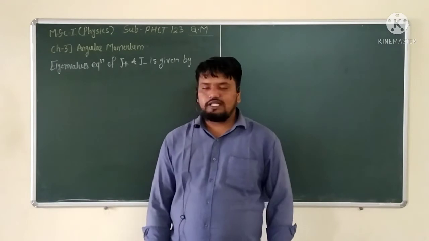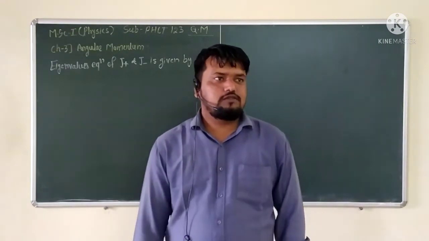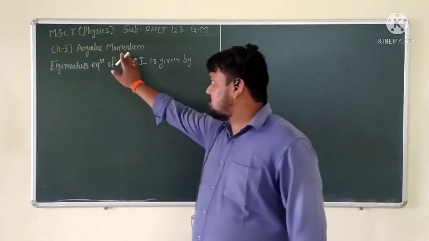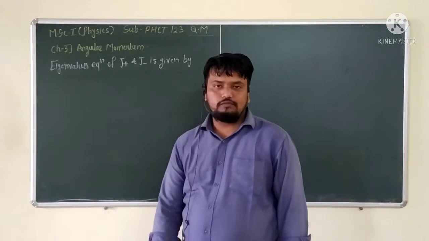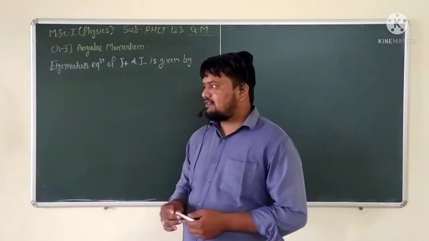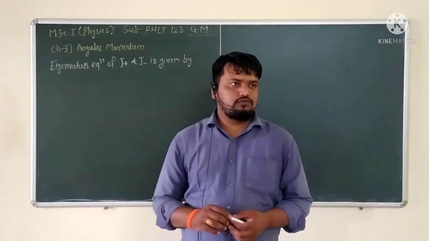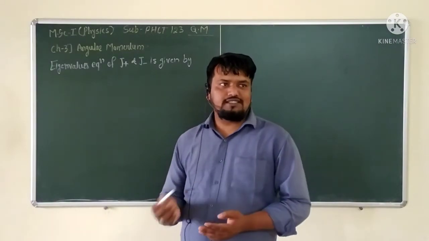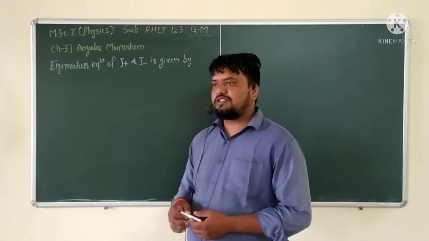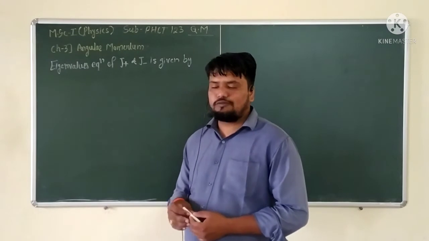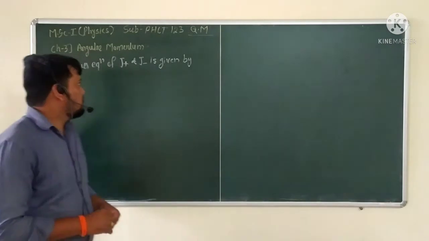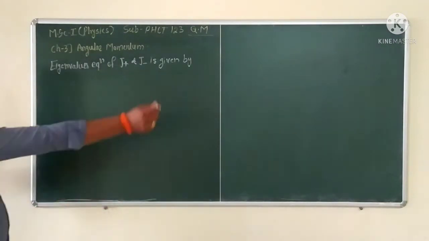Today, again, welcome to our lecture series in quantum mechanics, and we want to continue our third chapter, which is angular momentum. In the last lecture we already saw the eigenvalue equations of J plus, J minus, Jx, Jx square, Jy square. So what is the result of this? The eigenvalue equation of J plus and J minus is given by.